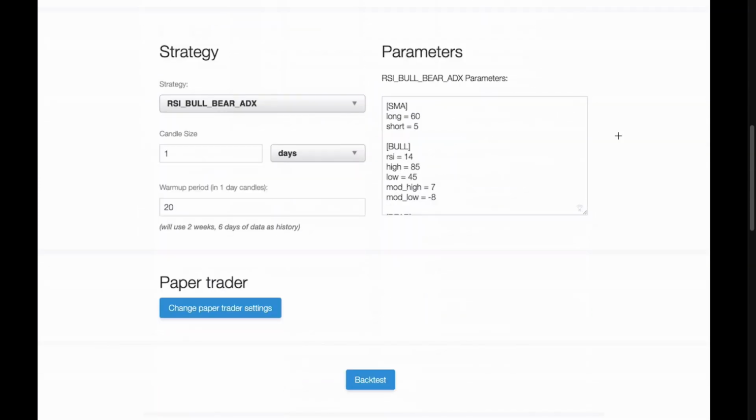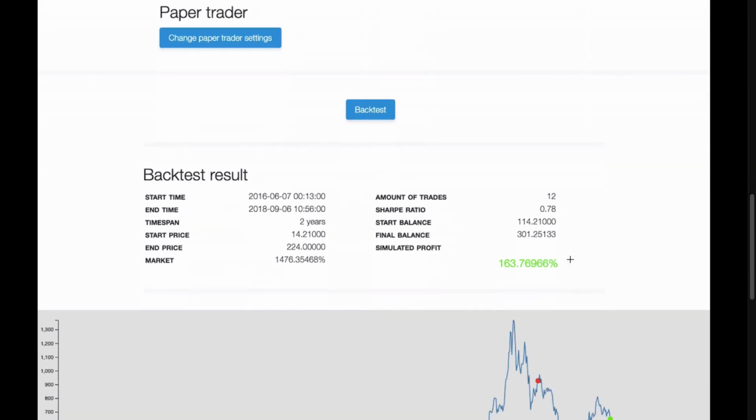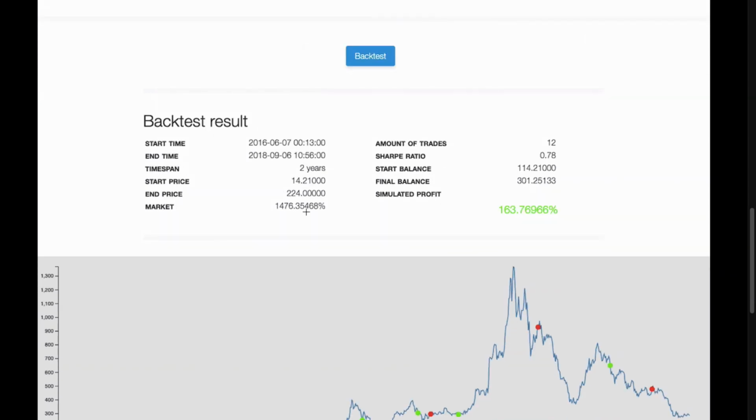I just tweaked some of the settings in here, and I was able to make it trade more at 12 trades, and it made 163%, so more than double your money. But it still performed very badly compared to the market.